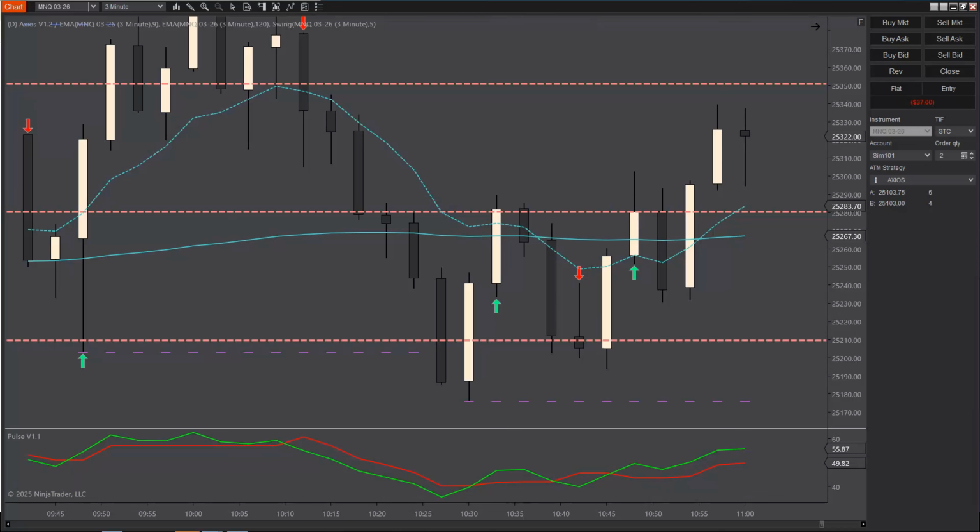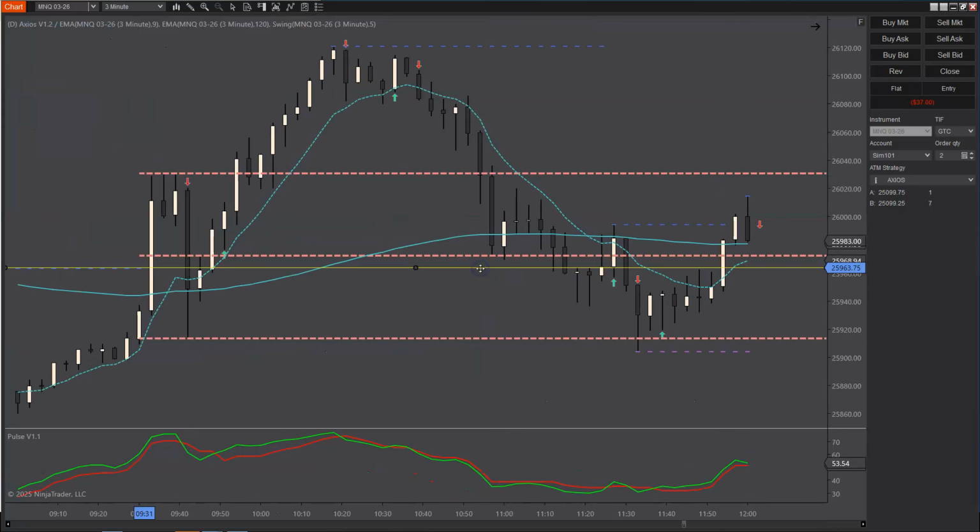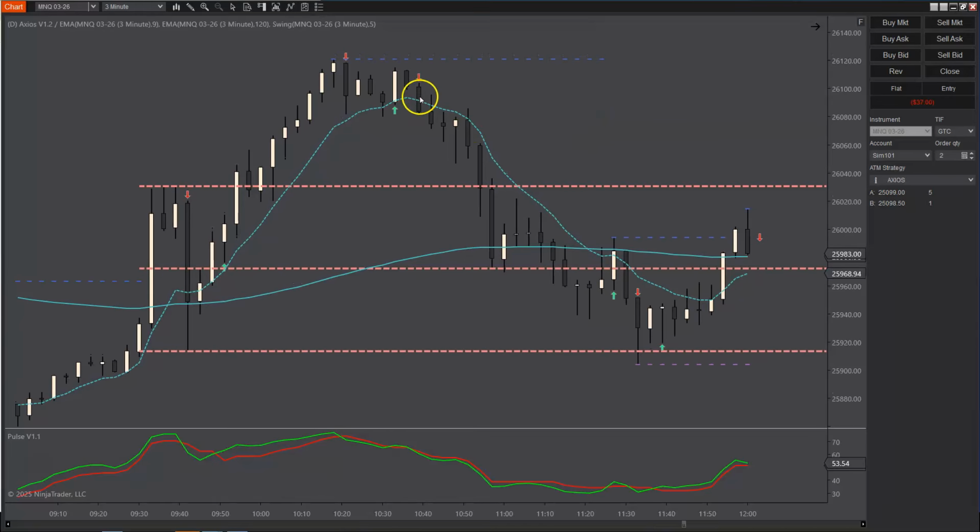Let me pause again. Okay, cool. This one's a little nuanced, but it's actually a pretty good example. Here's a mean reversion B. We close below the 9, and we target the middle of, or the top of the opening range. Or if you wanted to go crazy, you could target the 120 here.